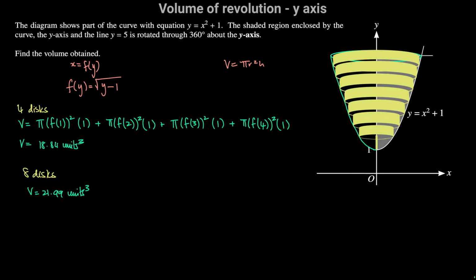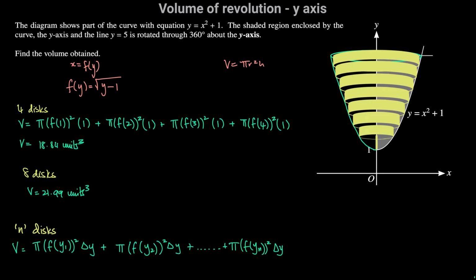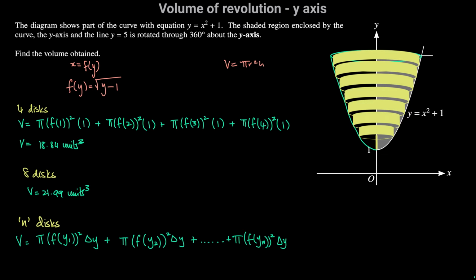And again, this volume is an underestimate because the volume of the disks is less than the volume of the shape, since we're excluding this volume between the boundary of the curve and these disks over here. So then, more generally, we can say that if we had n disks, the total volume for those disks can be given by the following expression.